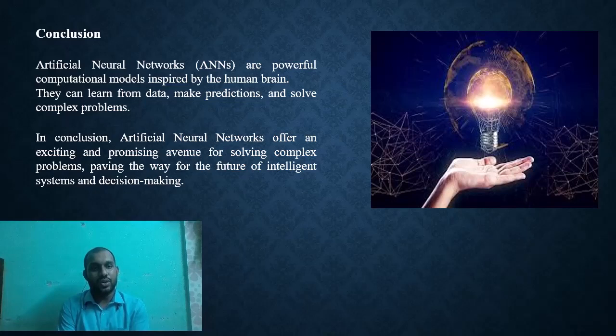In conclusion, artificial neural networks are powerful computational models inspired by the human brain. They can learn from data, make predictions, and solve complex problems. Artificial neural networks offer an exciting and promising avenue for solving complex problems, paving the way for future intelligent systems and decision making.